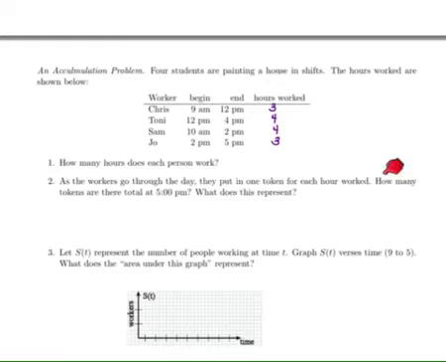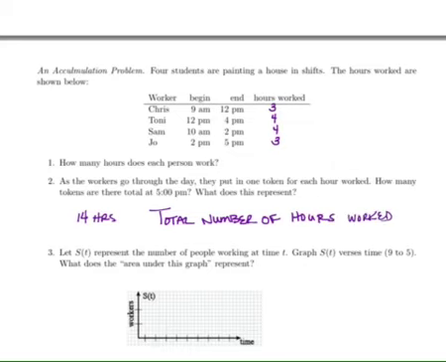If, as they go along the day, they put a token in for each hour they work, how many tokens are there at 5 p.m.? It's the sum of the total number of hours worked. So there will be a total of 14 hours worked, or 14 tokens, and again, it represents the total number of hours worked. S of t is the number of people working at time t.